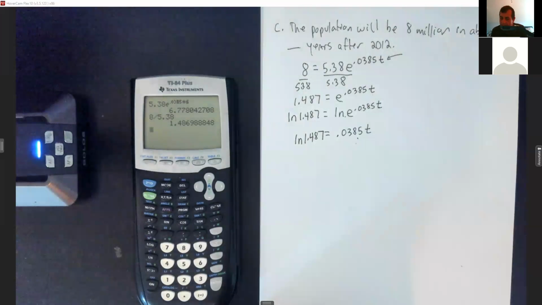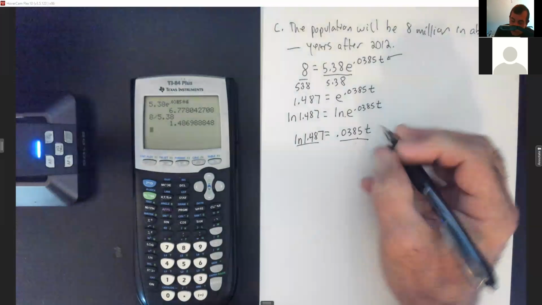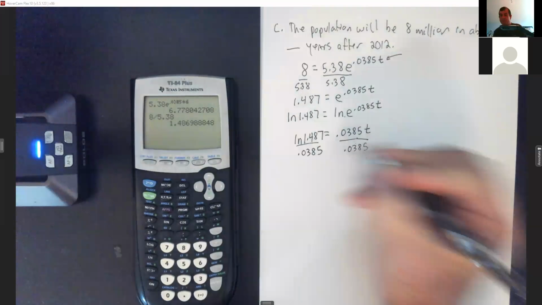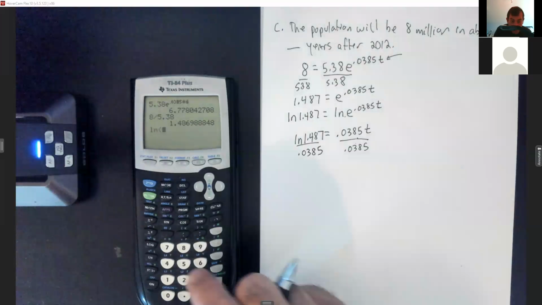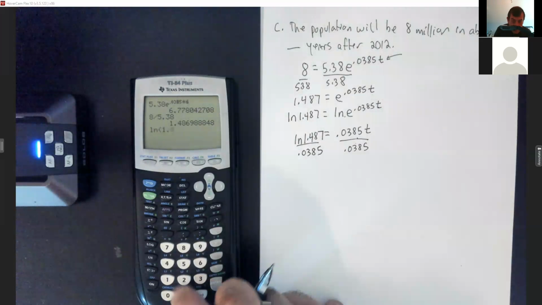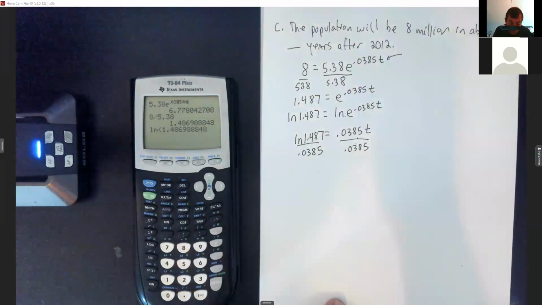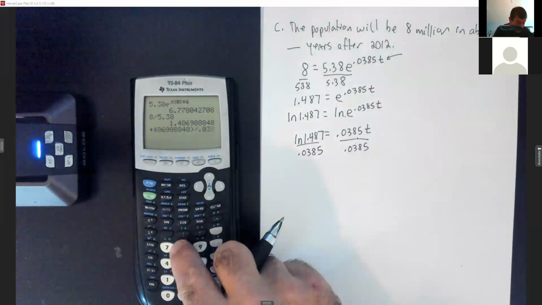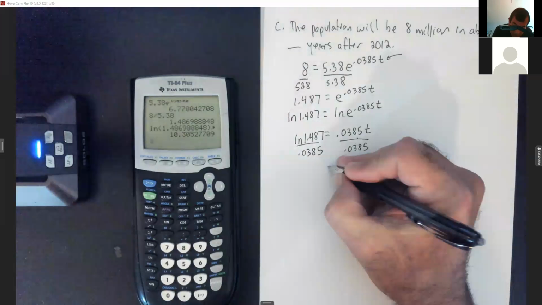All right, we're almost there. My last step, I need that to be a 1t. So at this point, we're going to divide both sides by the 0.0385. So here we go, I'm going to do the ln of 1.487, close parentheses, and then divide that by the 0.0385. Now they want me to round to one decimal place. So that's going to equal my t.